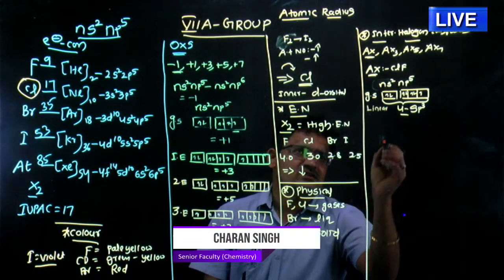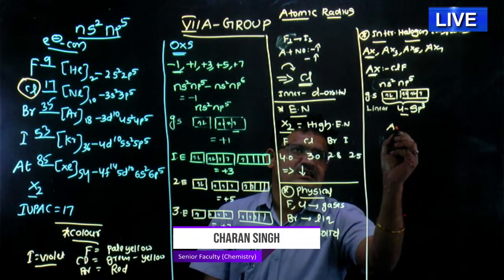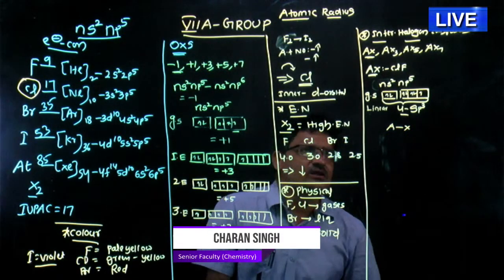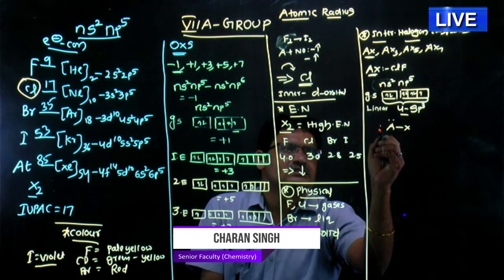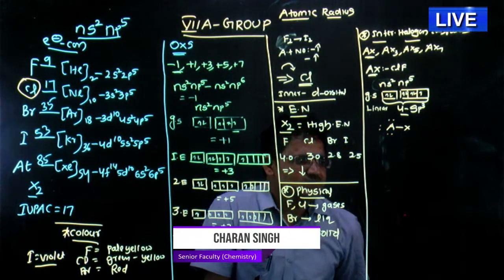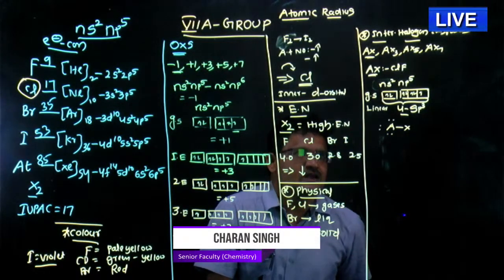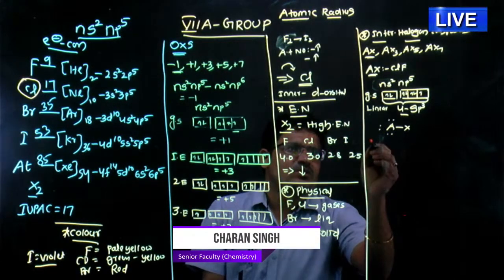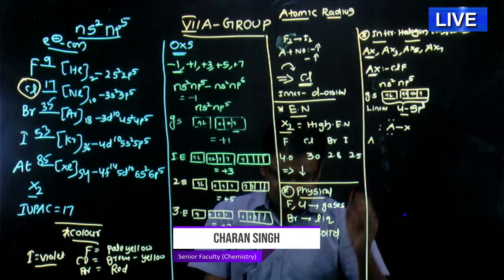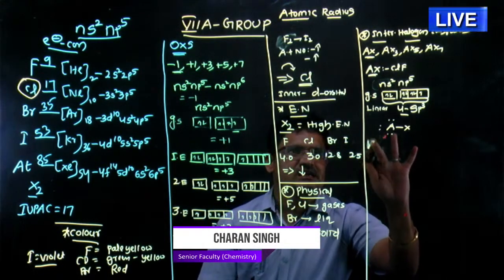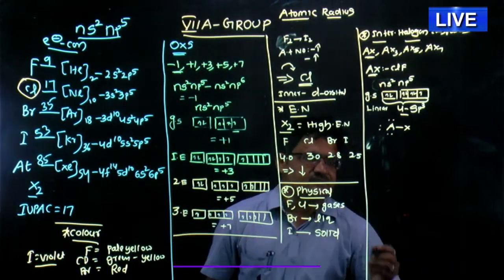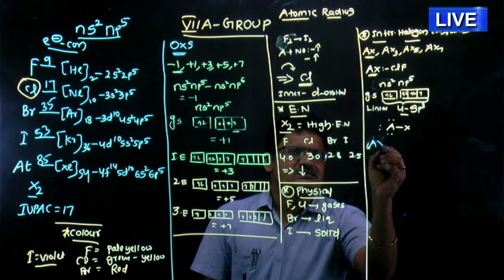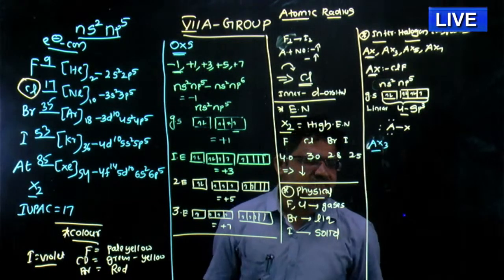How to draw the structure of linear? A is the central atom. It contains X. How many lone pairs? 1, 2, 3. This is 1, this is 2, this is 3. So these are lone pairs of electrons. Now this is the AX type, and next we discuss the AX3 type.